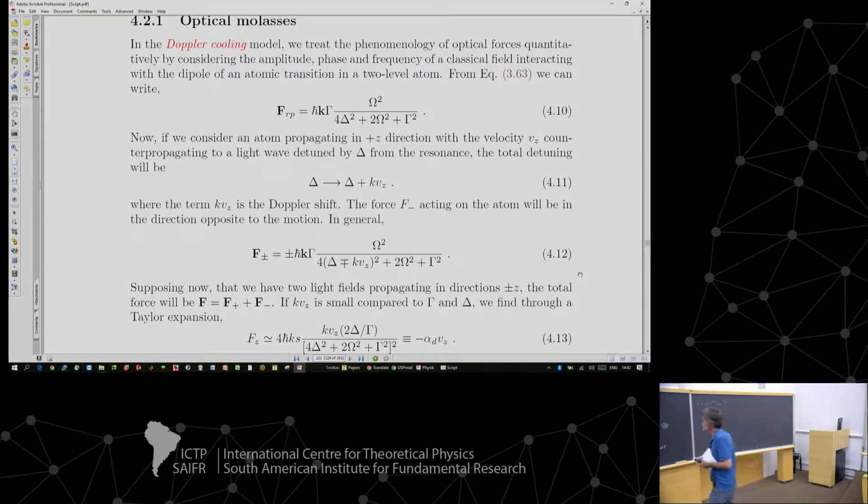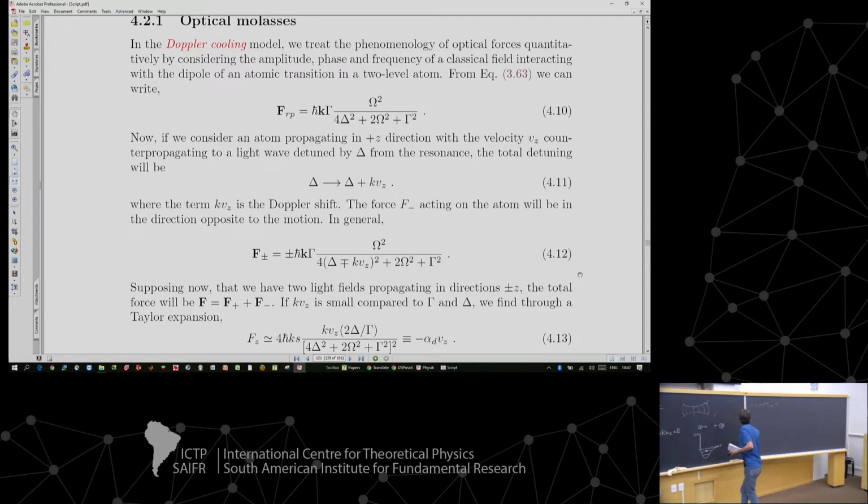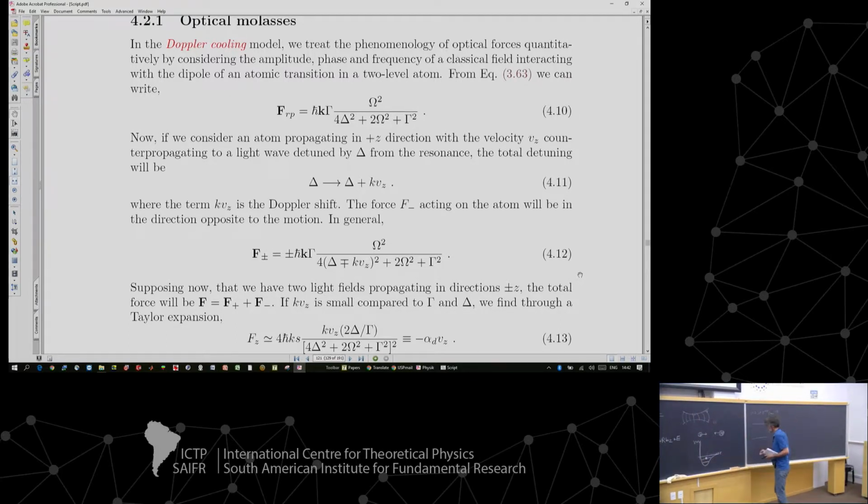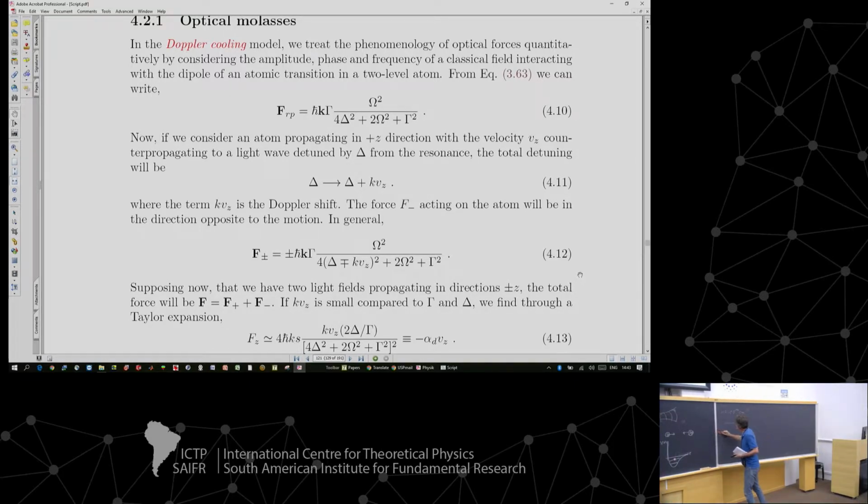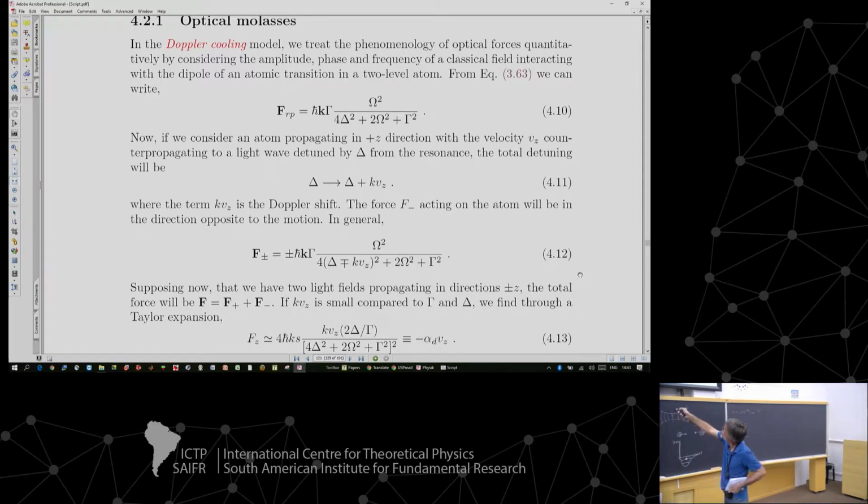Now what you do is take two laser beams, counterpropagating and tuned to the red of an atomic resonance. So you have a detuning from the laser beam to the red of an atomic resonance. You take this force. And what happens then is if an atom is moving.